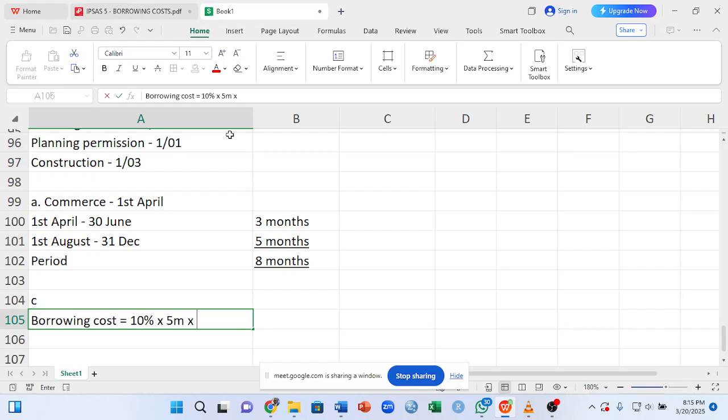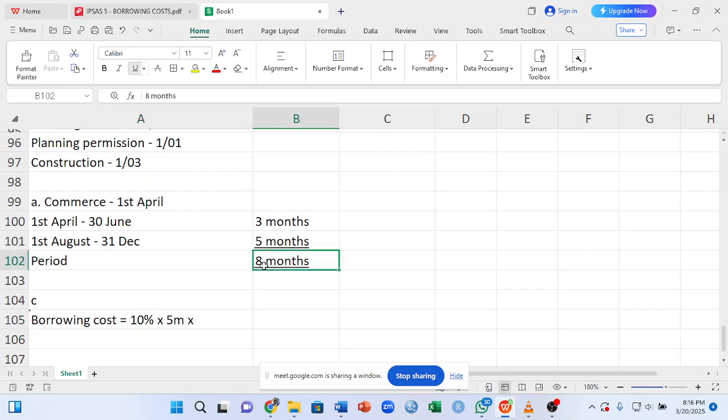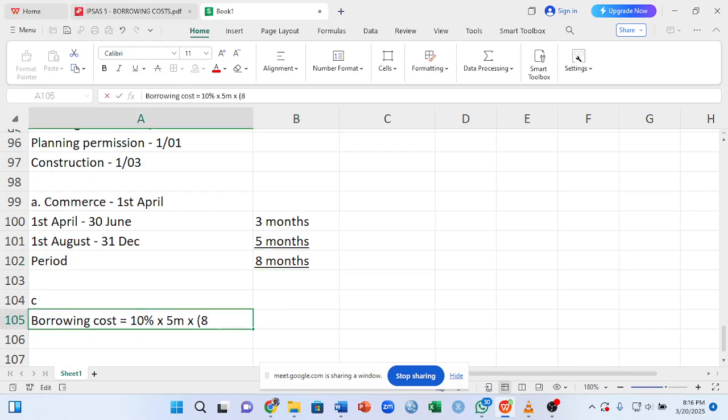Then we'll consider the period involved. When did we commence capitalization? 1st April. But we suspended for a period. So the total period we had identified was what? 8 months. So yeah, it's going to be 8 over 12. So that will give us 333 million.